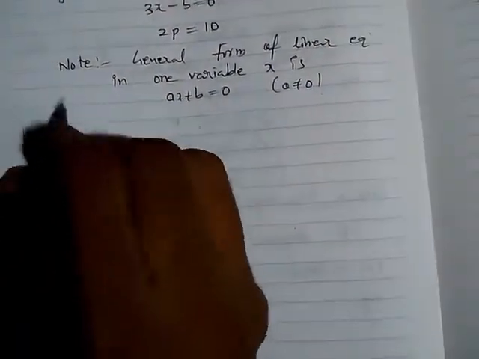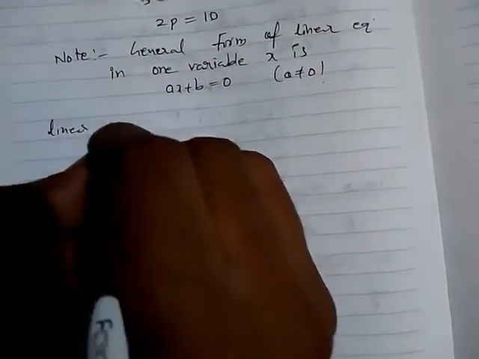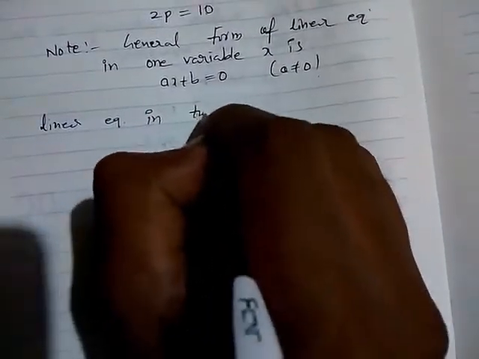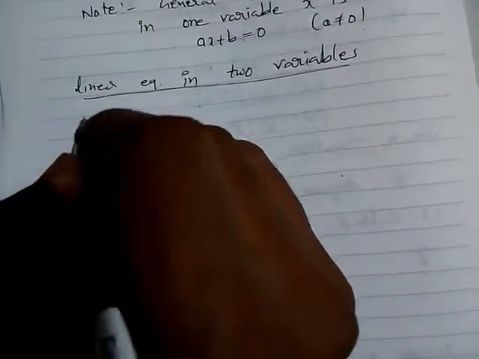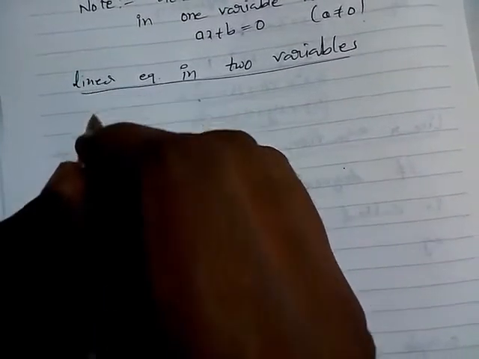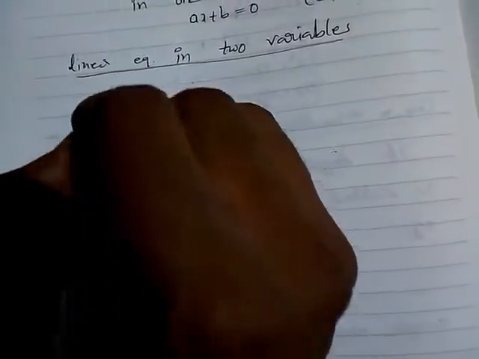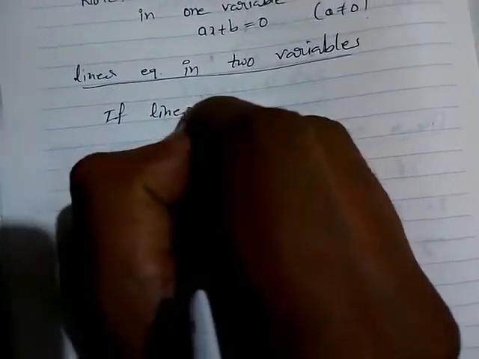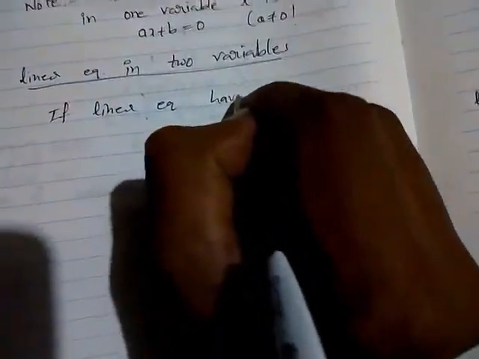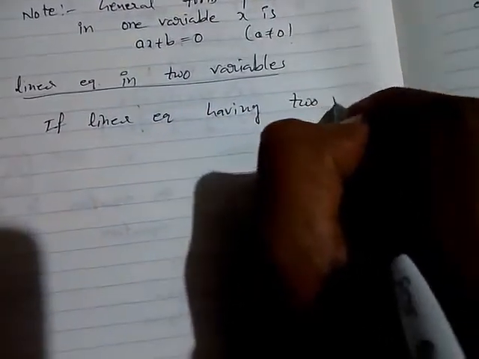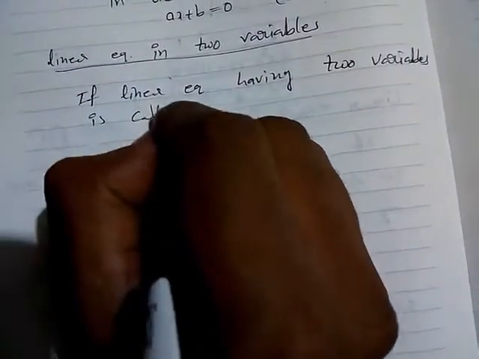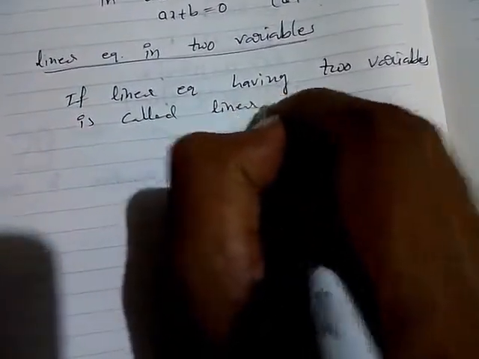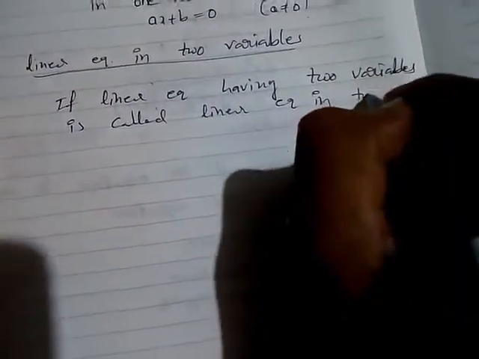Okay. Now linear equation in two variables. If linear equation having two variables, then it is called linear equation in two variables.